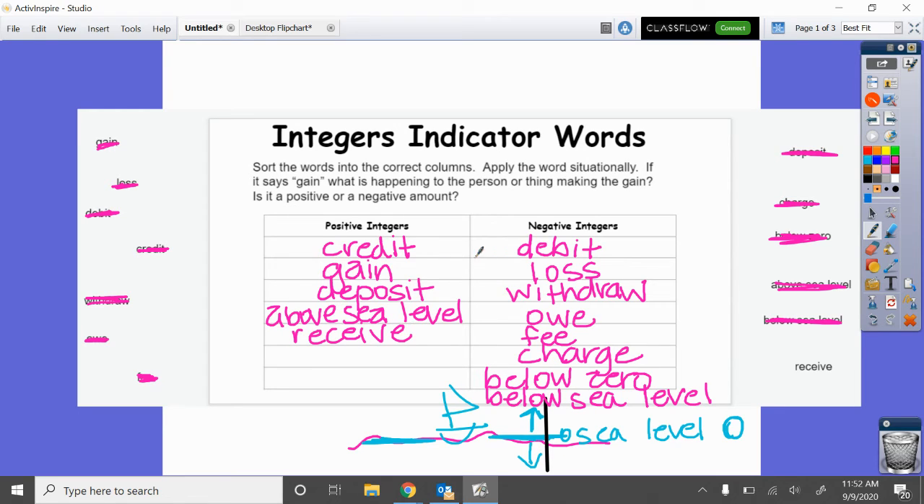So take a minute and pause this. If you need to fix anything, please draw this sea level illustration in your notes so that you have this to refer back to in case you forget that sea level is 0. Sea level is at 0, and then above sea level would be positive, and below sea level would be negative on that number line, okay?